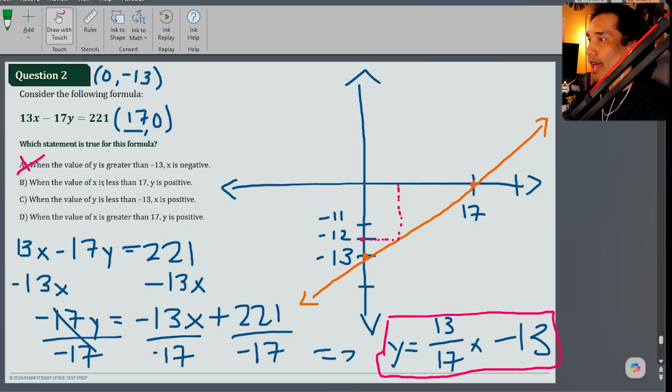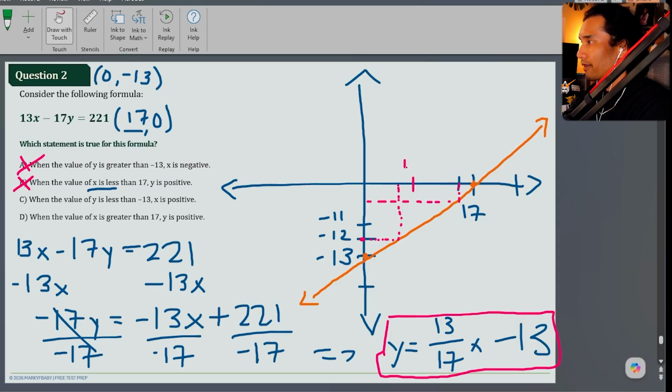When the value of x is less than 17, y is positive. So 17, and it says less than 17, right? So I could choose 16. Then I'm going to touch the line here, then go over here. And what does that give me? Does that give me a positive or negative y value? In fact, it gives me a negative value. So B is wrong.